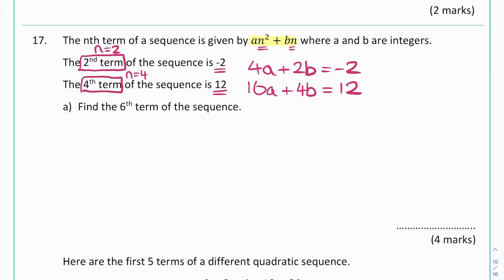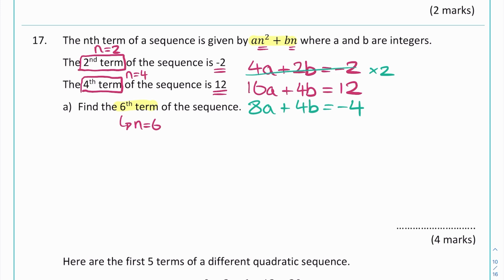If we solve them simultaneously, we know what a and b will be, and then we can use that with the sixth term using n equals 6, and we can solve this whole problem. So if we solve these simultaneously, I'll make the b coefficients the same, so I'll times this one by 2. So that equation would be 8a plus 4b is equal to -4.